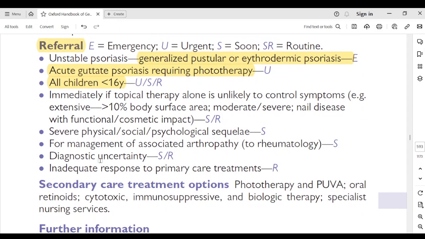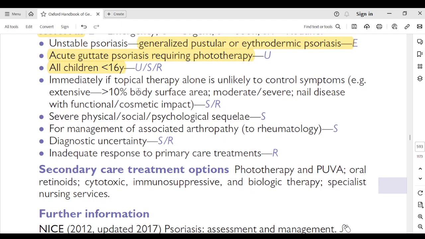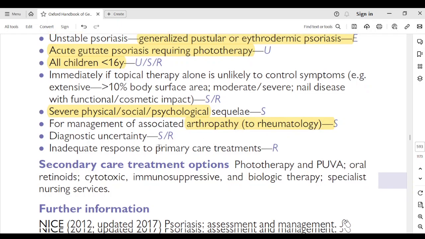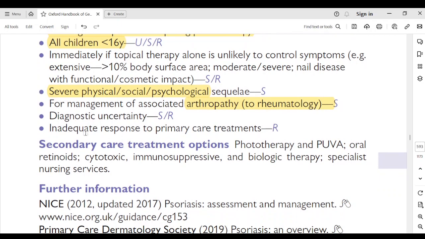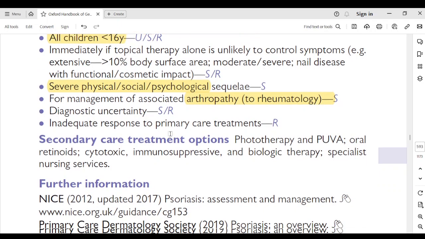So there are extensive lesions in the body, more than 10% body surface area, moderate or severe disease, or nail disease with functional or cosmetic impact: you need to refer. Severe physical, social or psychological sequelae: soon referral. For management of associated arthropathy to rheumatology: soon referral. Diagnostic uncertainty: soon or routine referral. Inadequate response to primary care treatment: routine referral.